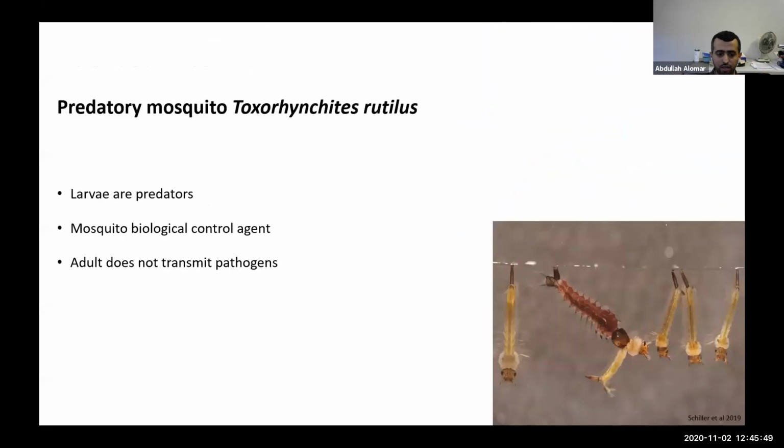Do you guys see? So Toxorhynchites is a natural predator that consumes mosquito prey at the larval stage. It's considered a biological control agent, and the adult of this species does not transmit pathogens, so there is no risk of disease transmission by using this species.